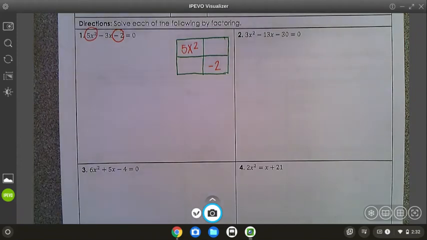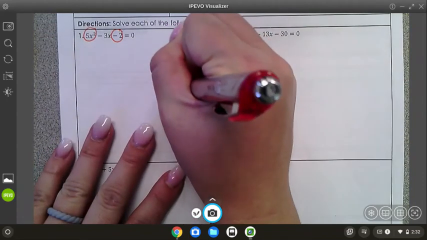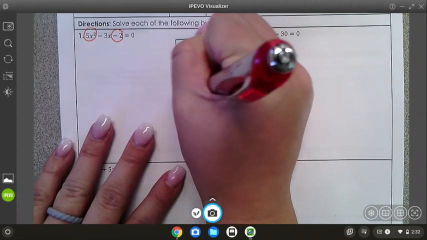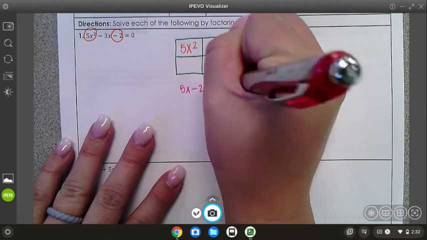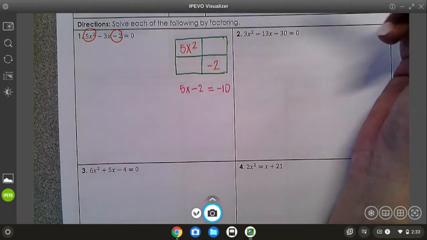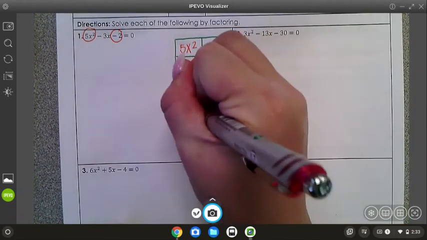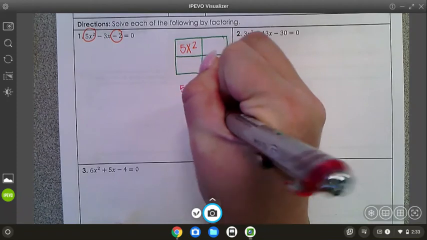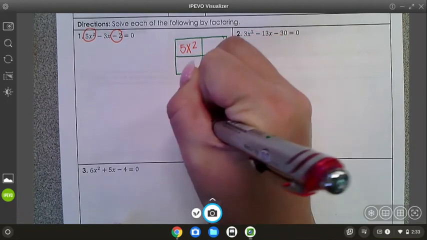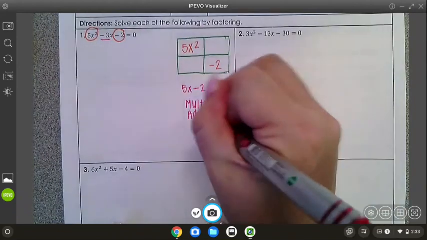Then it says to multiply your a times c. So 5 times negative 2 is negative 10. We are going to look for two numbers that multiply to be this negative 10, but add to be our b value, which is negative 3.